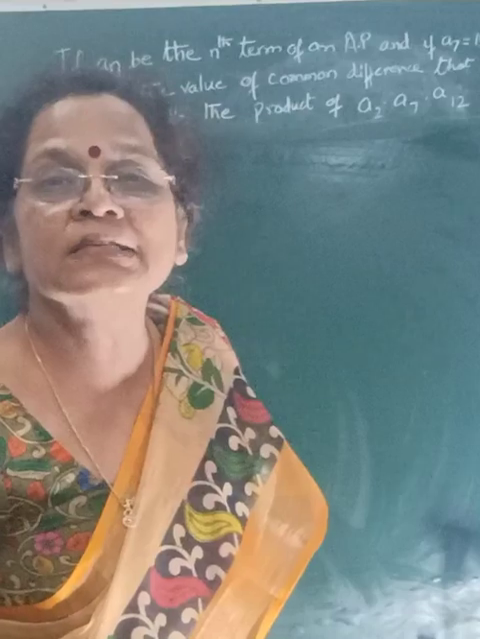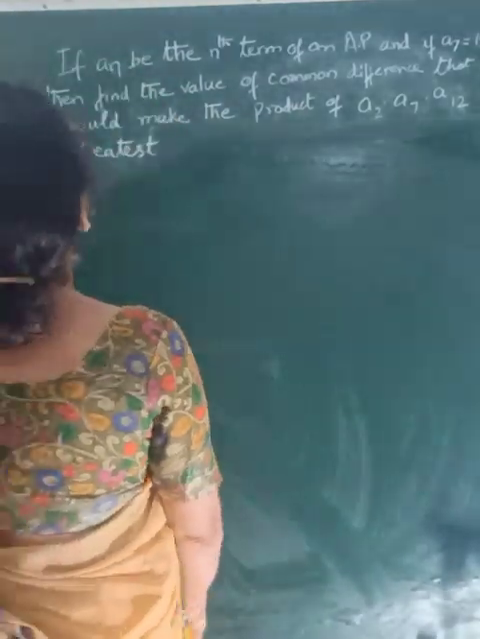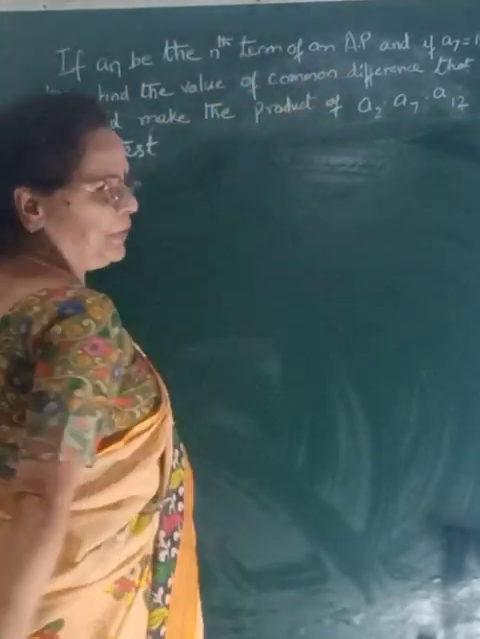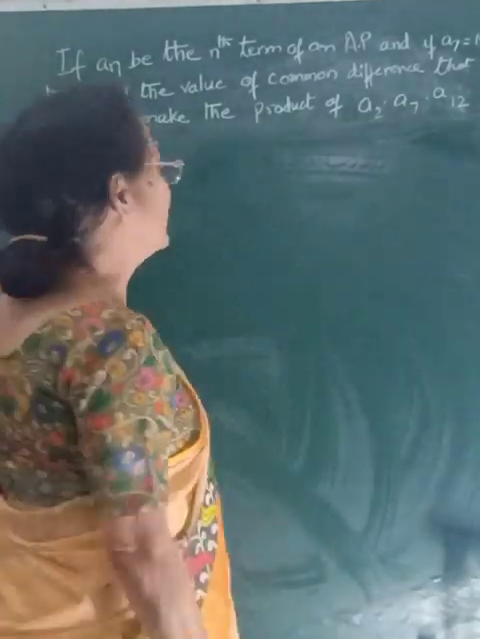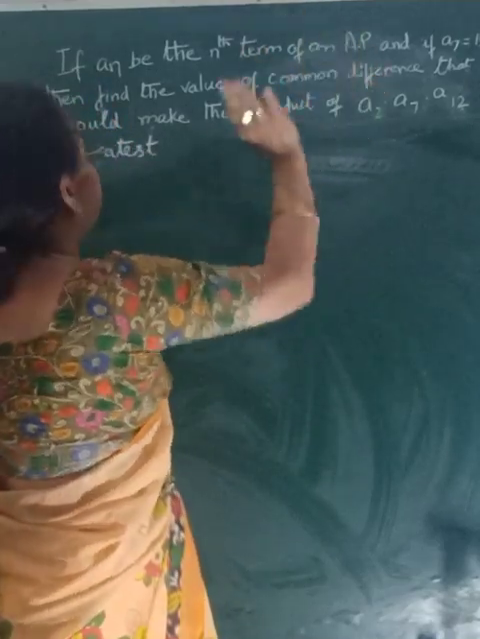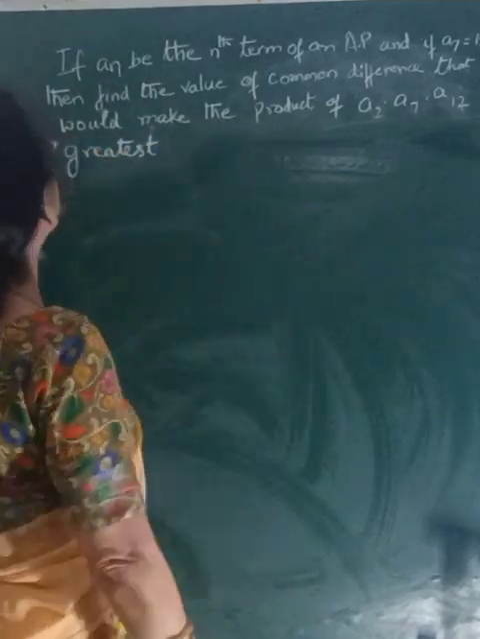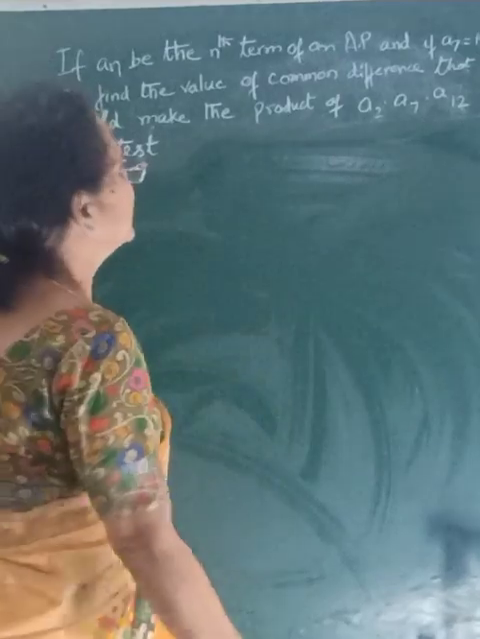Here's a question for class 11th related to arithmetical progressions. If A_n is the nth term of an AP, and the value of A7 is equal to 15, then find the value of the common difference. We have to find the value of that common difference.